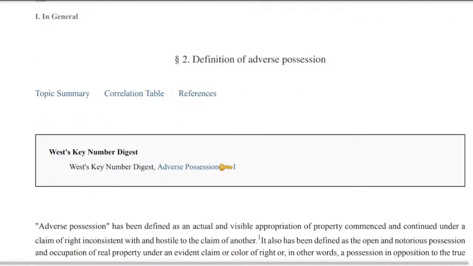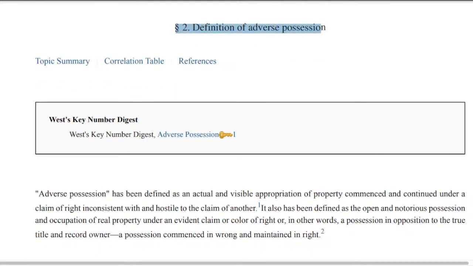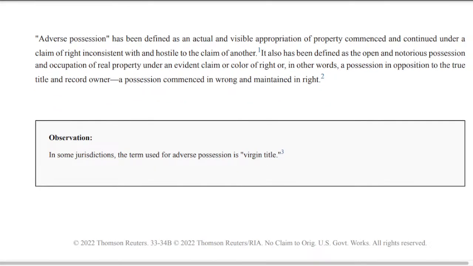Let's proceed. Section 2, definition of adverse possession. Adverse possession has been defined as an actual and visible appropriation of property, commenced and continued under a claim of right, inconsistent with and hostile to the claim of another. It has been defined also as the open and notorious possession and occupation of real property under an evident claim or color of right, or in other words, a possession in opposition to the true title and record owner, a possession commenced in wrong and maintained in right. What a concept here.